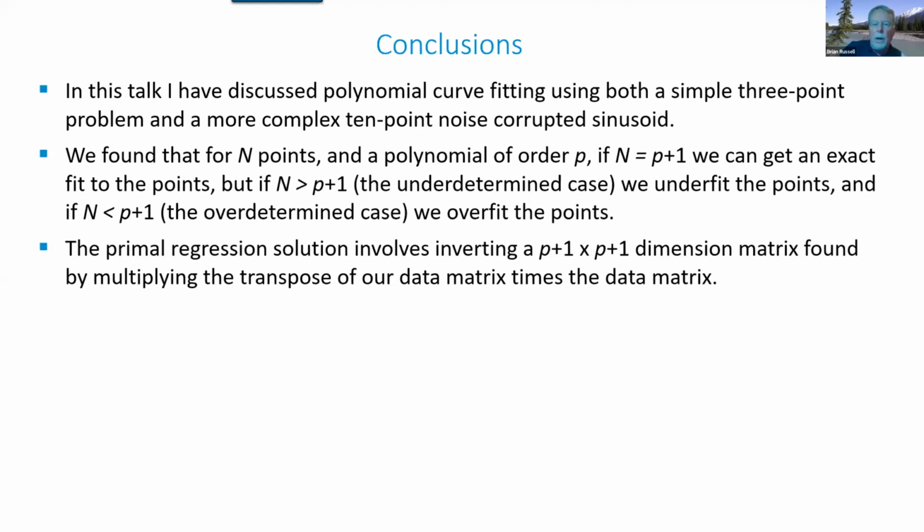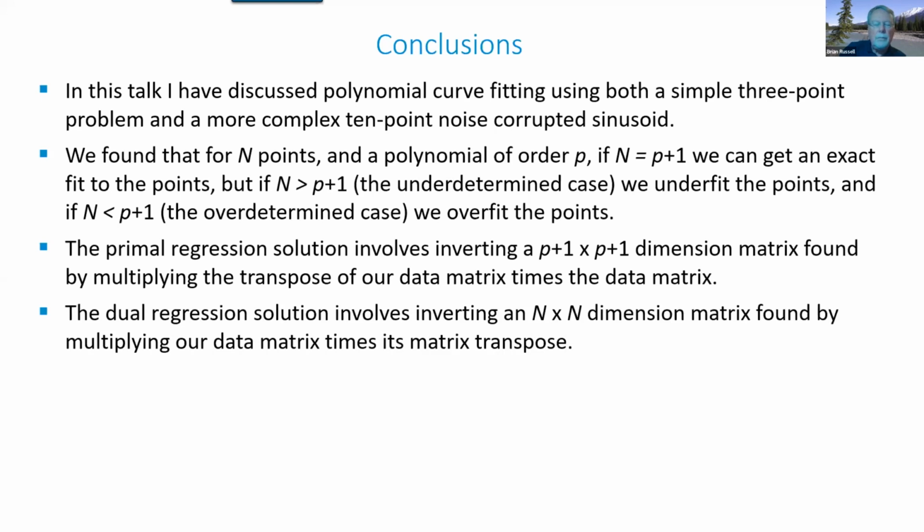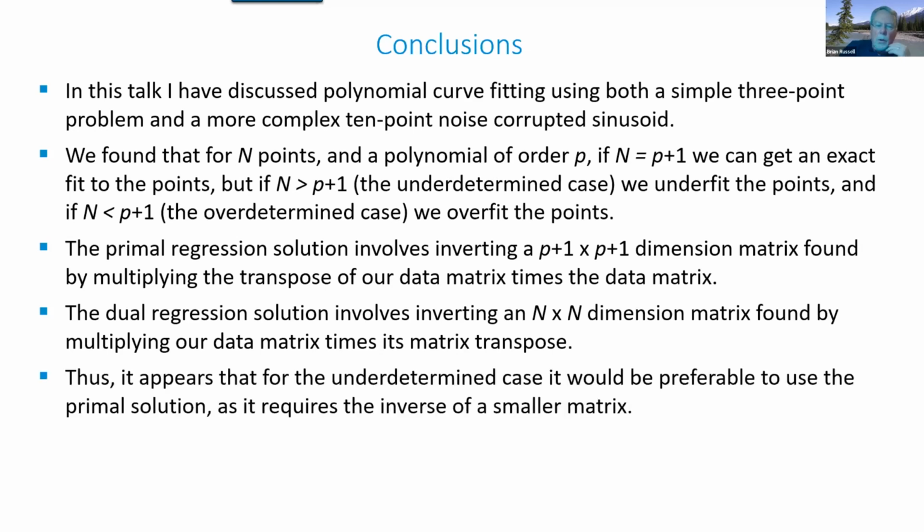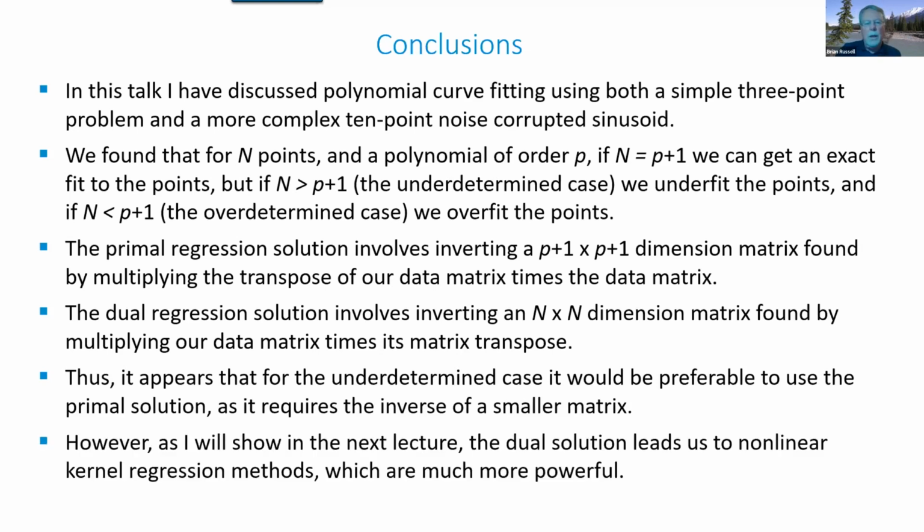So the primal regression solution involves inverting a p plus 1 by p plus 1 dimension matrix, found by multiplying the transpose of our data matrix times the data matrix. The dual regression involves inverting an n by n dimensional matrix found by multiplying our data matrix times its transpose. So it would appear for the underdetermined case, it would be preferable to use the primal solution as it requires the inverse of a smaller matrix.